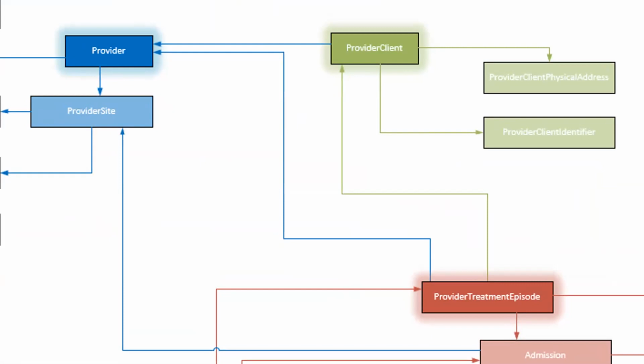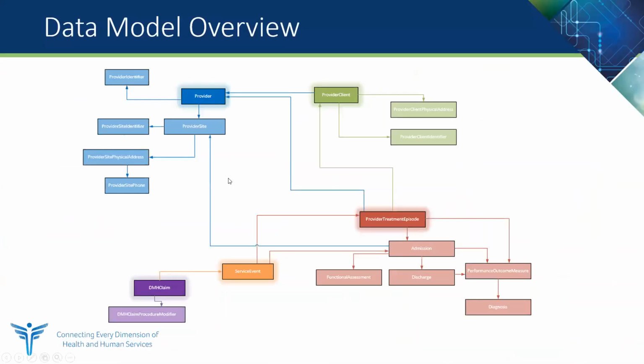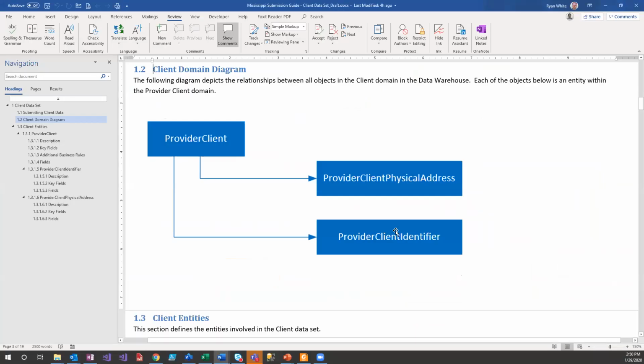So I want to go into the client a little bit and show you a couple examples. So once the providers are set up, it'll be required to send who your patients are, right? Who are the clients at your agency? So as you just saw, there's a relatively small model for that. Most of the information is in this top entity. There's a little bit of repeating information where you could potentially have multiple addresses or multiple identifiers. Don't worry too much about that.